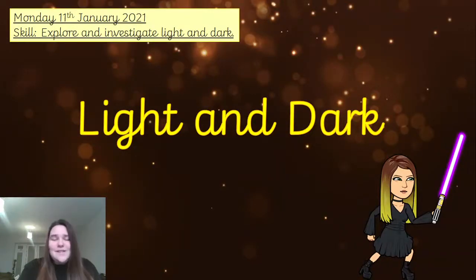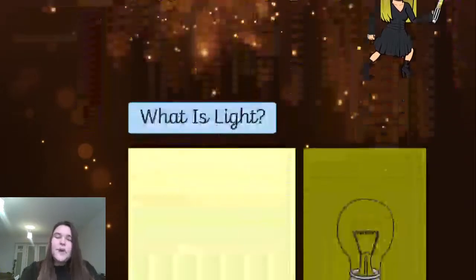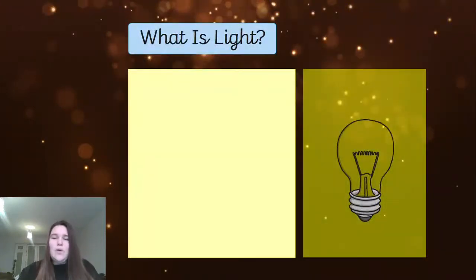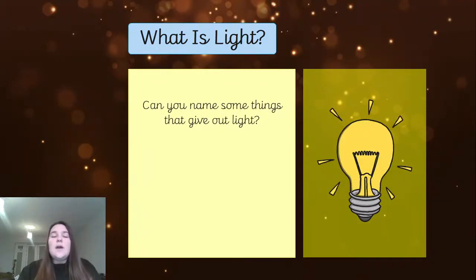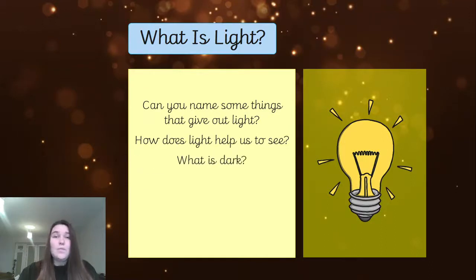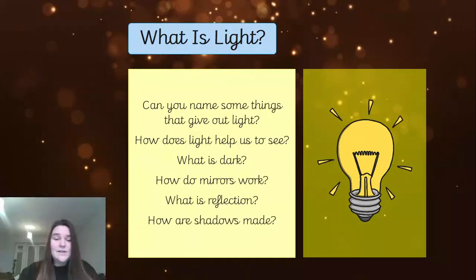So our topic this term is light and dark, and today we're going to explore and investigate light and dark. So first of all, I want you to think about what is light. Can you name some things that give out light? How does light help us to see? What is dark? How do mirrors work? What is reflection? And how are shadows made?